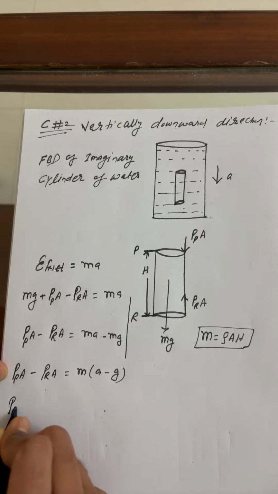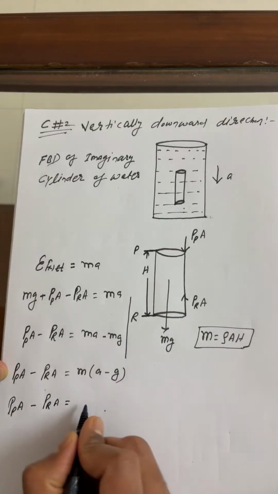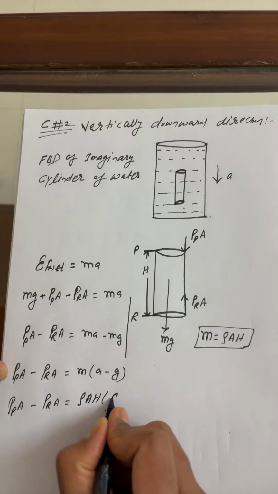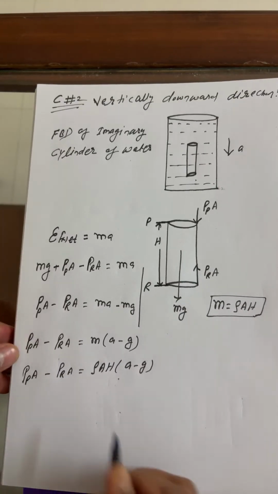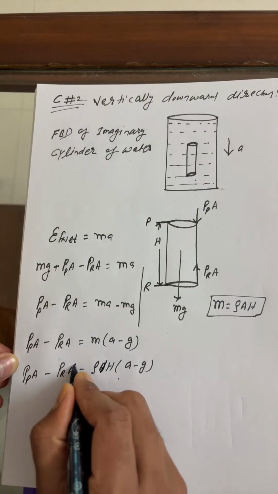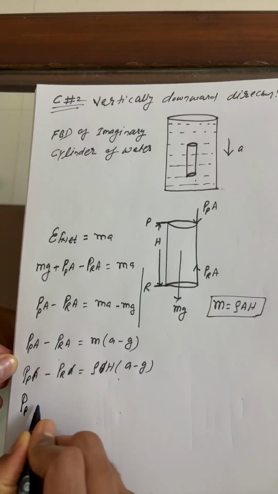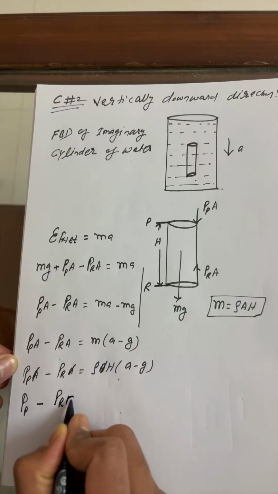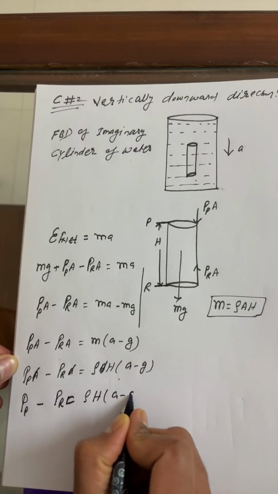The pressure at P into A minus pressure at R into A. Mass, what you can write? You can write rho A H into, this is a minus g. Right? Okay. Students, this area cancels, there is no doubt at all. Now you can say pressure at P minus pressure at R is equal to rho H into a minus g.